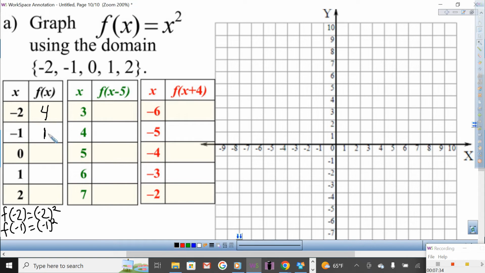So basically, you're saying, Mr. Q, we're just taking this number and multiplying it times itself. Yes, because we're squaring it. So -2 times -2, 4. -1 times -1, 1. 0 times 0, 0. 1 times 1, 1. And 2 times 2, 4. All right, let's plot those, please. (-2, 4), (-1, 1), (0, 0), (1, 1), (2, 4).